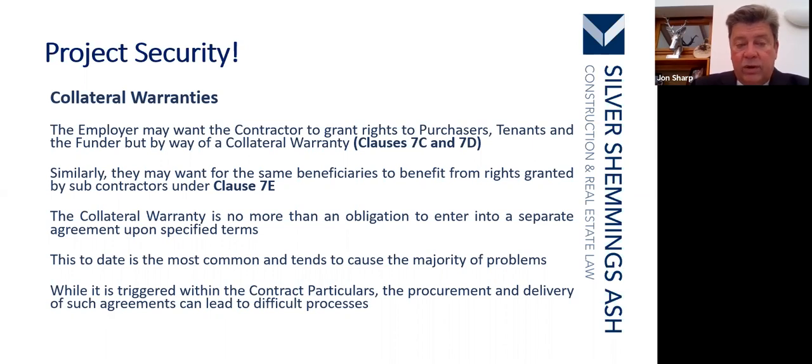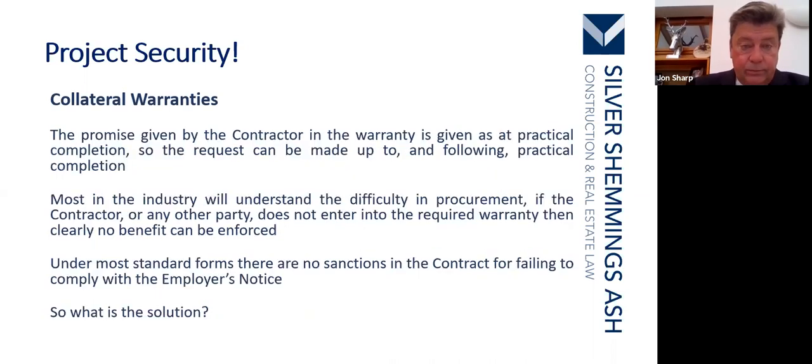So a collateral warranty is normally a separate document. While it is triggered within the contract particulars, the procurement and delivery of such agreements can lead to difficult processes. The promise given by the contractor in the warranty is given as a practical completion, so the request can be made up to and following practical completion.